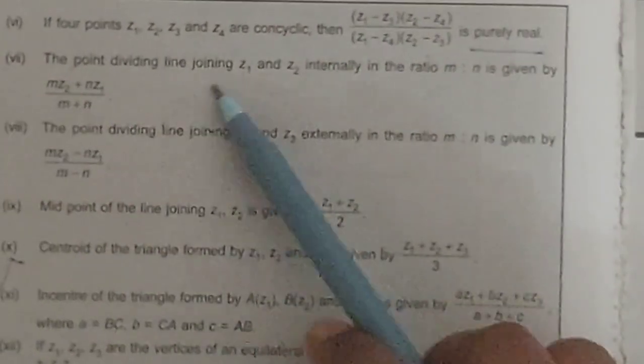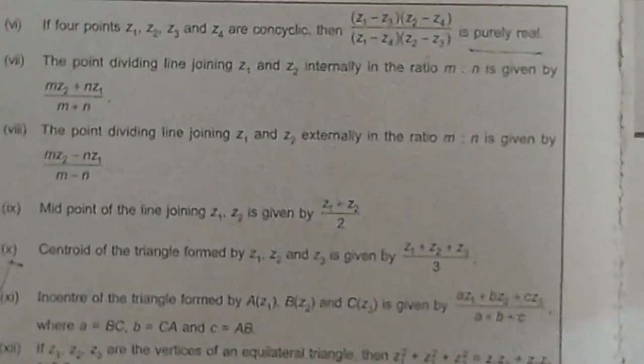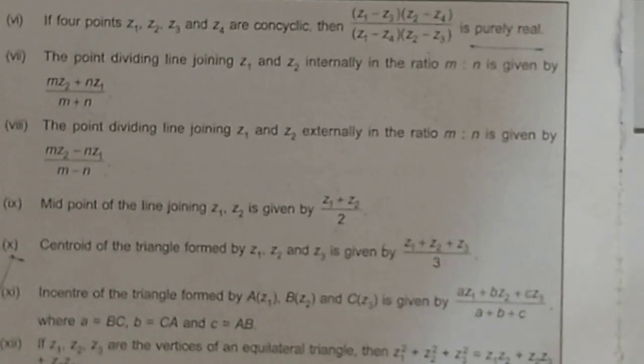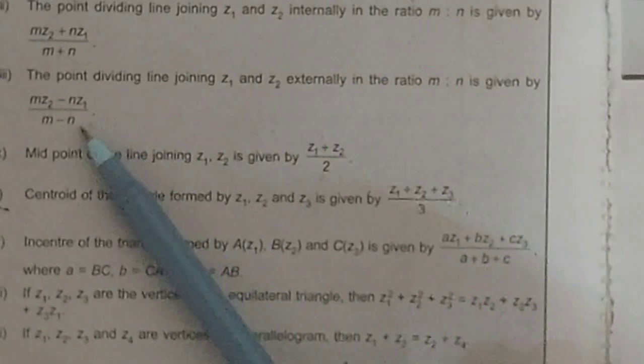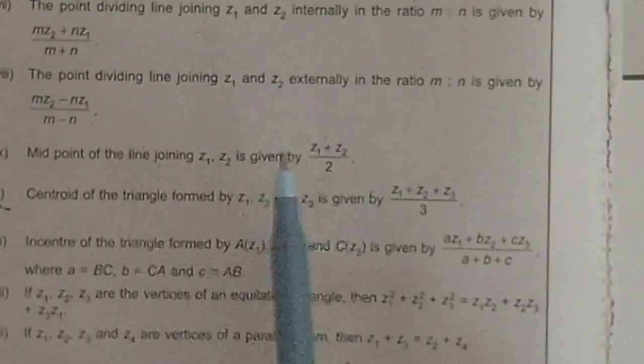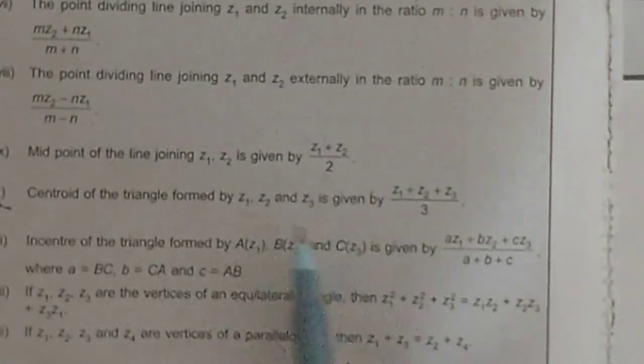The point dividing the line joining z1 and z2 internally. If you have a point dividing a line joining z1 and z2, and if it is internal, this is the formula, and if it is external, this is the formula, in the ratio m to n. I'm talking about both cases. The midpoint of the line can be found using this formula. This is very simple, like we studied in normal geometry, right? So the same goes for complex geometry also.